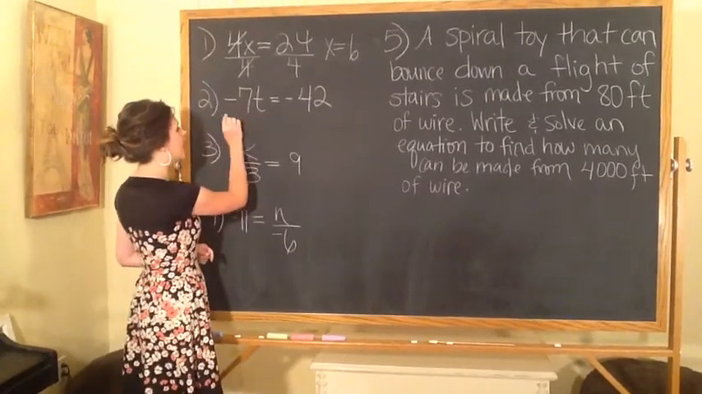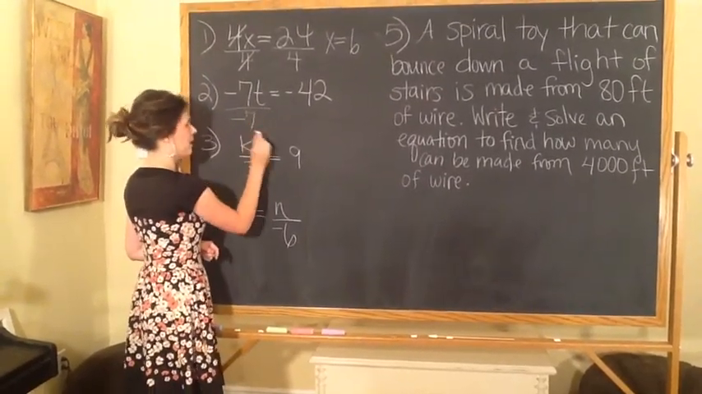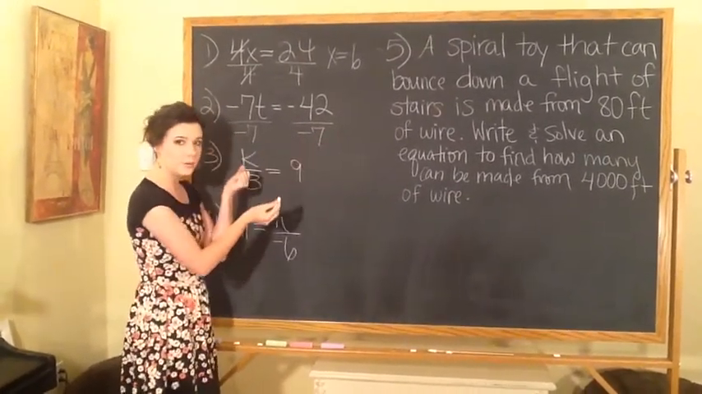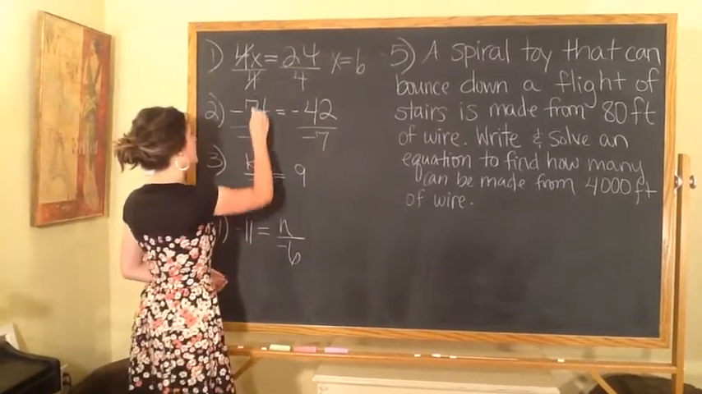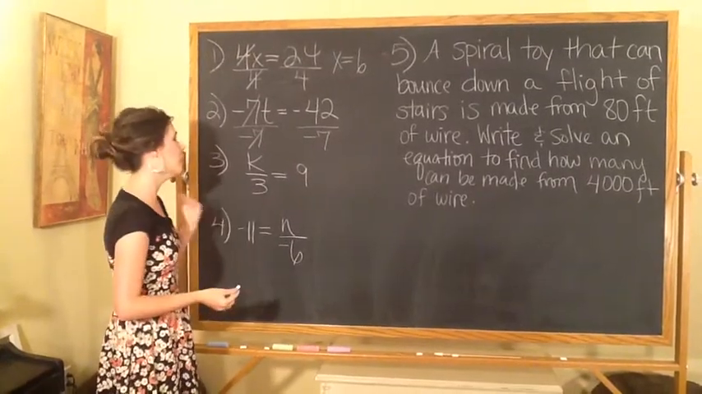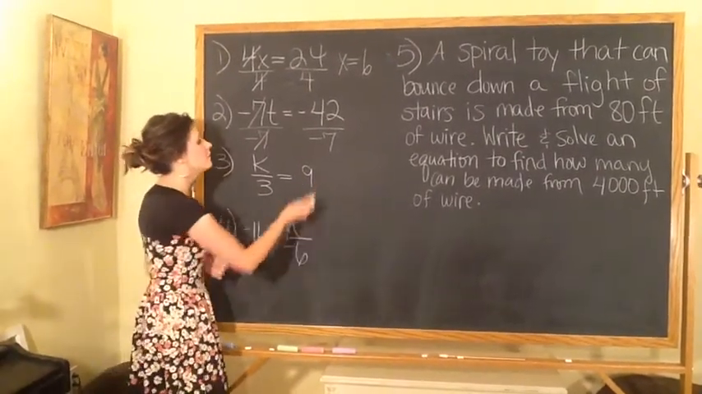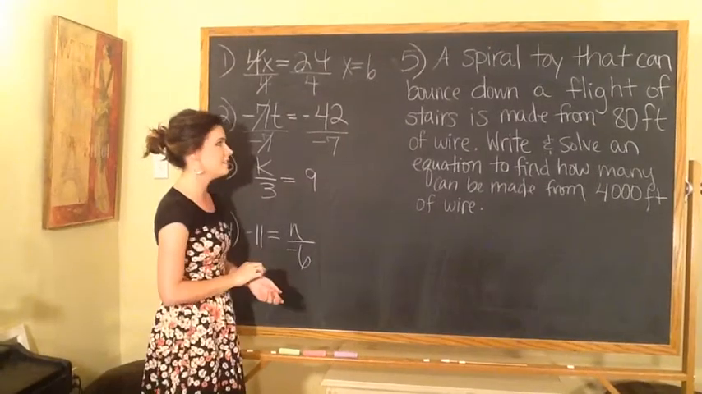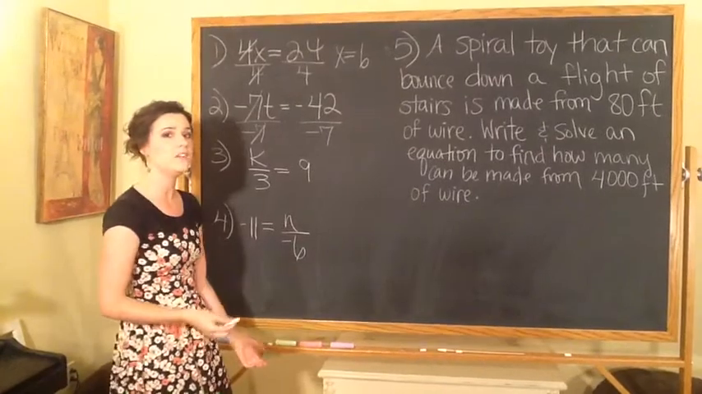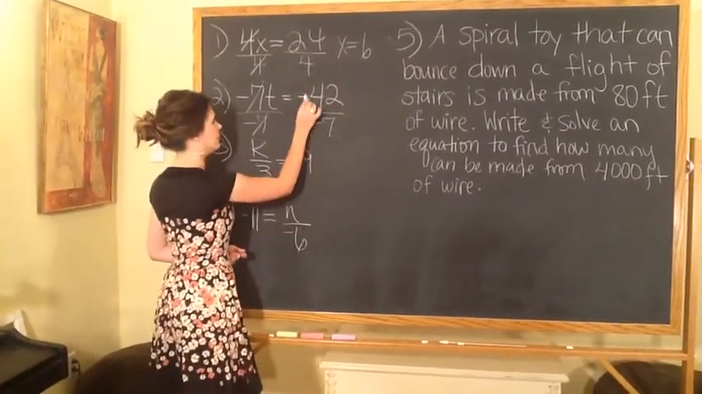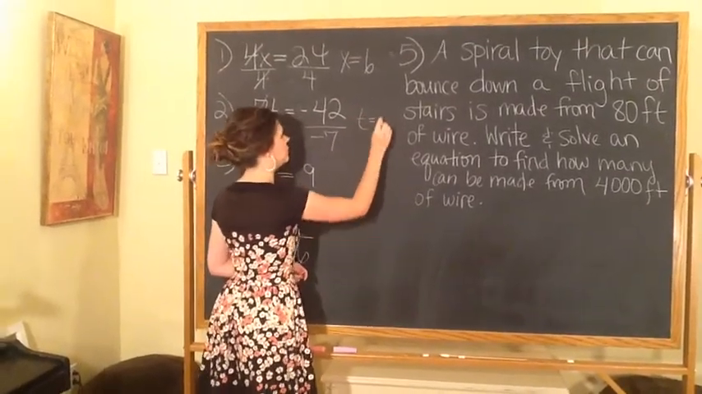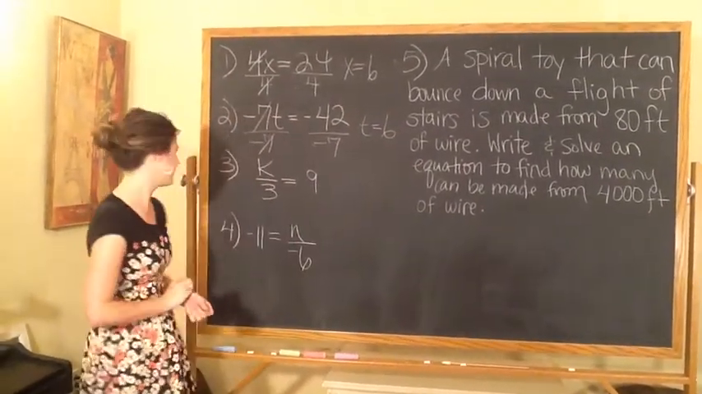So, if we divide by a negative 7, and we divide by a negative 7, we are still keeping our equations equal because they're still balanced. So, we're going to go ahead and cancel out 7 completely. So, we'll have 1t, or just t. And then we have to do negative 42 divided by negative 7. Now, if you remember, a negative times a negative or a negative divided by a negative both give you positives because there are two negative signs. So that means that t is going to be equal to 6 as well.